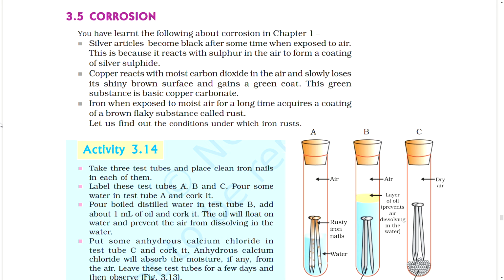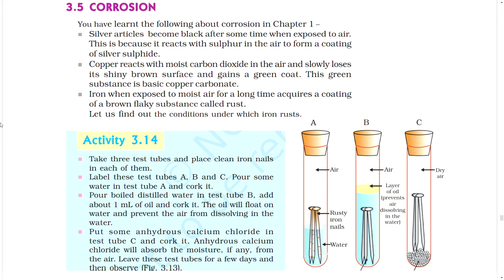Copper reacts with moist carbon dioxide in the air and slowly loses its shiny brown surface and gains a green coat. This green substance is basic copper carbonate. Iron, when exposed to moist air for a long time, acquires a coating of a brown flaky substance called rust. Let us find out the conditions under which iron rusts.